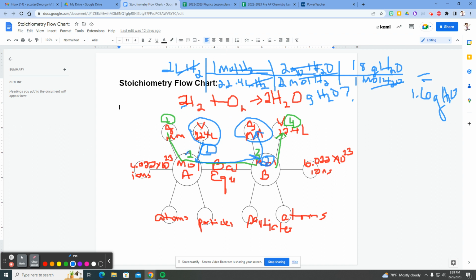Okay, all right, so again, that's just a diagram to show you how to use this little flow chart to help you set up your stoichiometry problems.